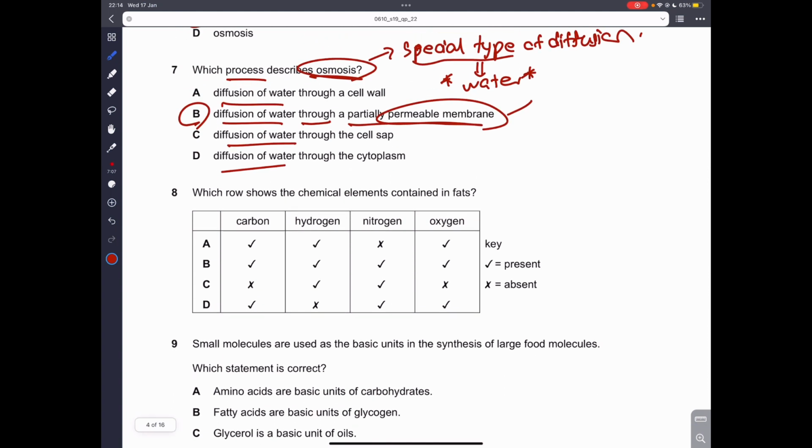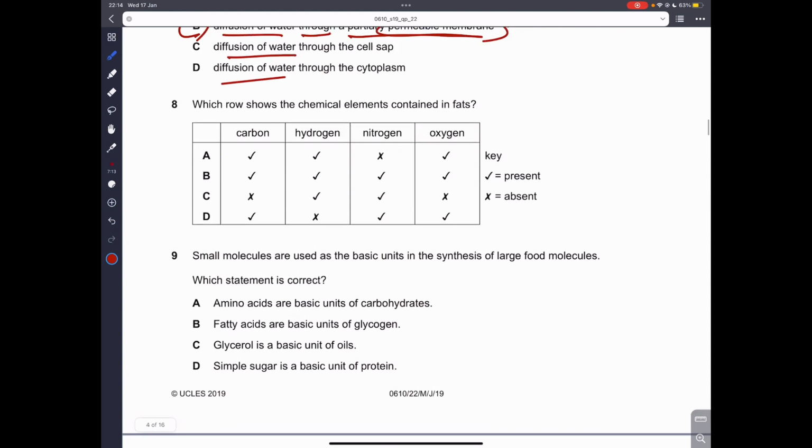Or another definition that you can give is that osmosis is the movement of water molecules from a region of high water potential to a region of lower water potential. That's something that you could say.